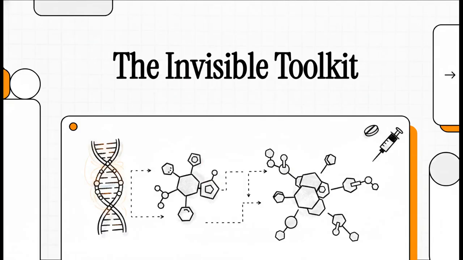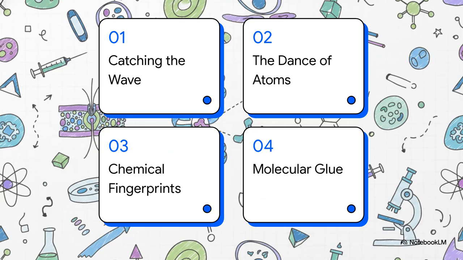We are unpacking the Invisible Toolkit, from molecular dance to drug design. We're going to take a fascinating journey today, starting from the fundamental physics of light and matter and tracing it all the way up to life-saving applied pharmacology. Here is our roadmap so you know exactly where we're heading today. First, catching the invisible wave. Second, the dance of atoms. Third, reading chemical fingerprints. And finally, modeling the molecular glue.